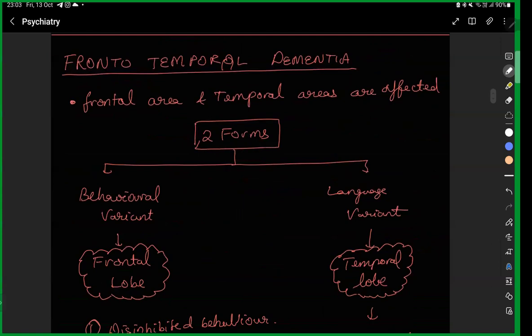Then you have frontotemporal dementia. Frontotemporal dementia means the frontal and temporal areas are going to be affected. There are two forms, okay? Behavioral variant on one side, language variant on the other side. Behavioral variant means it involves the frontal lobe. Behavioral comes first, then language. So behavioral is frontal lobe. Language variant is the temporal lobe.